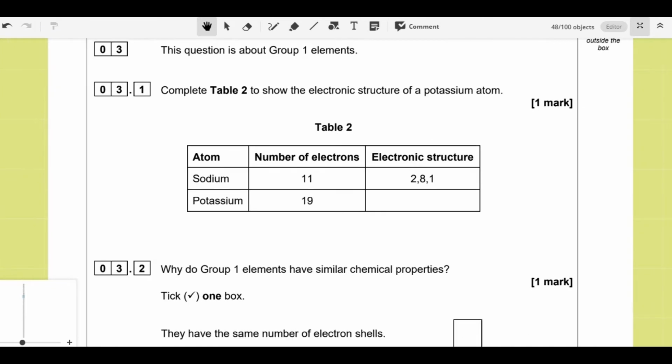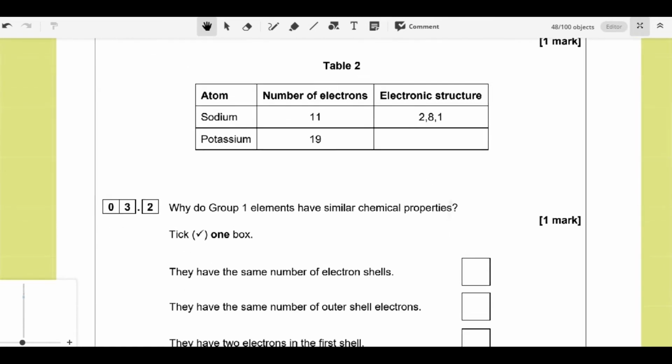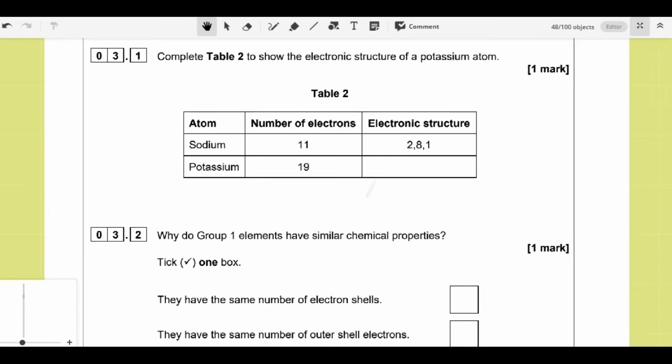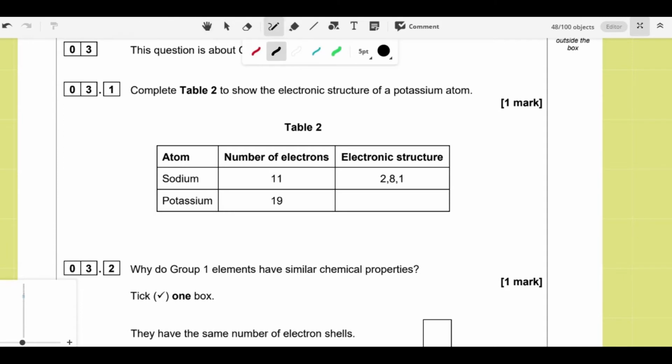Next is question number 3. This question is about group 1 elements. Here sodium is given. Now you need to complete the electronic structure of potassium. So that would be 19 electrons. The configuration should be 2, 8, 8, and 1, making 19.